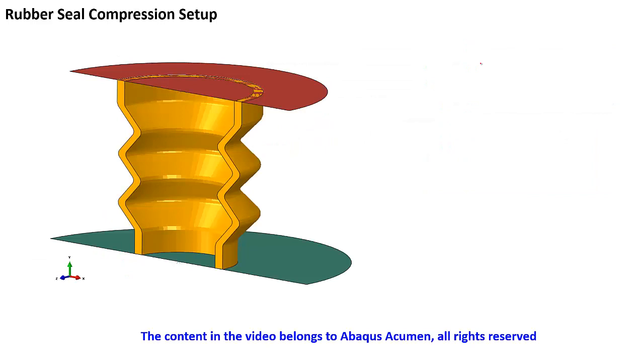And this is a compression setup. We'll have a bottom plate and then a top compression plate. You'll push this by 3.75 millimeter, and there will be a tie here. So this will be tie 1, this will be tie 2. So there will be two ties.